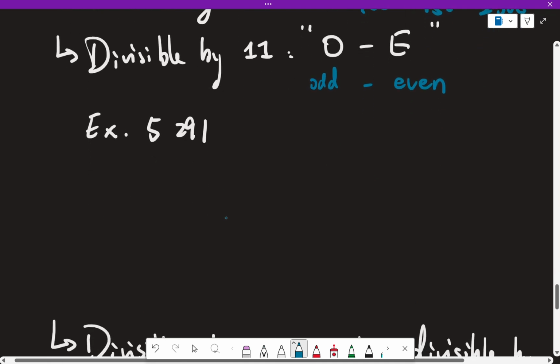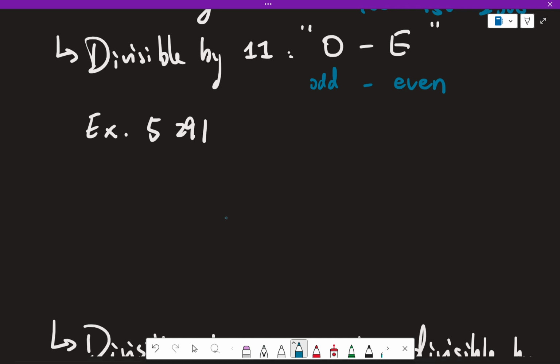Next, divisible by 11. We use a method called O minus E, odd minus even. Let's take 5,291 as an example. We want to start from the very right and label the digits: the first digit, the second digit, the third digit, and the fourth digit. We first find the sum of all the digits that have an odd index, which is basically the first and third.